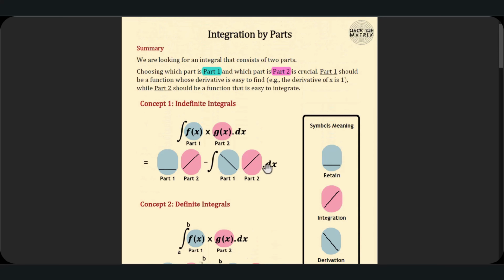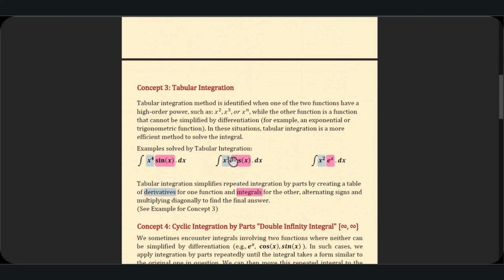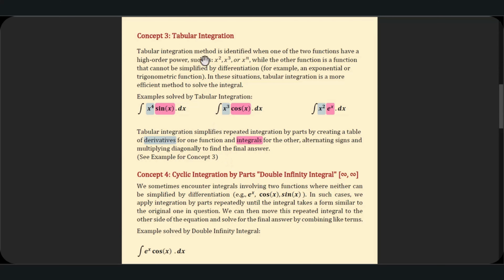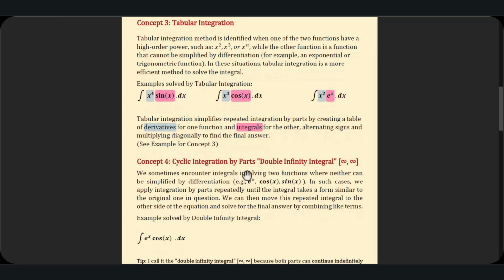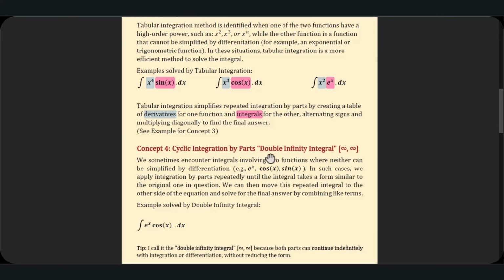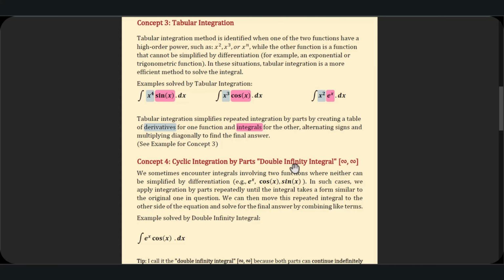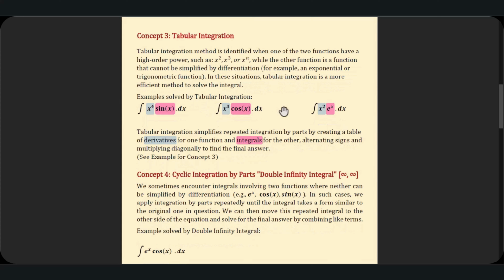In all the integration by parts, any question that is classified as integration by parts question is going to be one of those cases. Either concept 1, which is an indefinite integral, or concept 2 as a definite integral, or these following concepts, which are tabular integration, concept 3, and concept 4, which is the cyclic integration by parts. So you need to know which concept you are basically following for you to be able to find the final solution. I'm going to read the tabular integration and then I'm going to explain the technique.